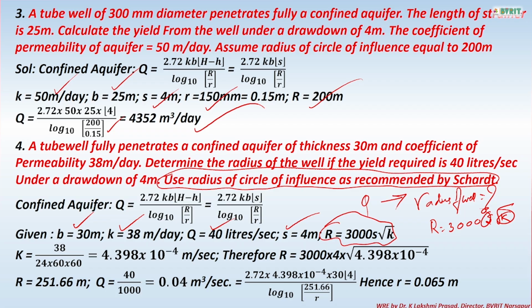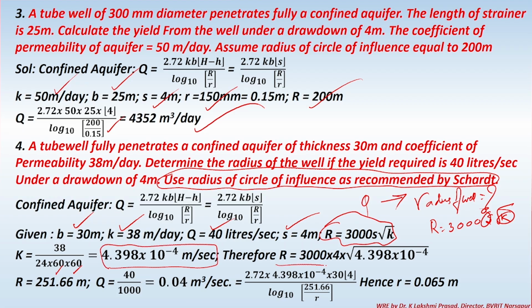So that's what I have done. How I have done it, let me check. 38 meters per day is given. When 38 meters per day is given, convert with 24 hours, hours to minutes, seconds. So this is what we got.